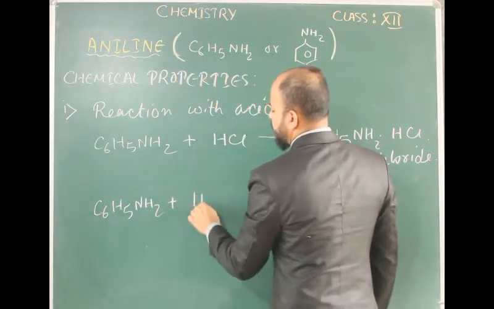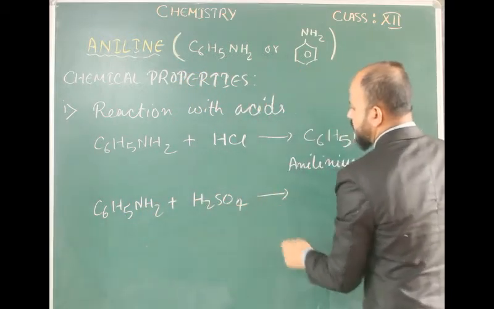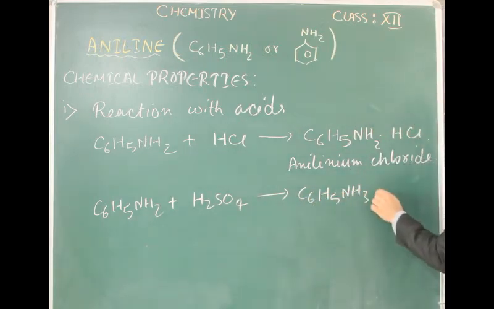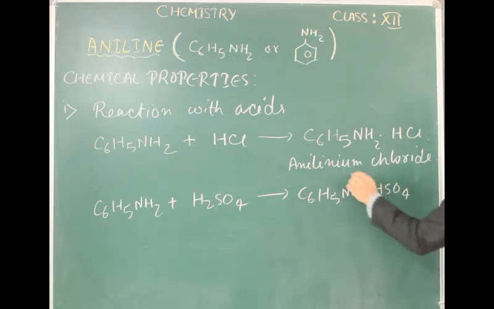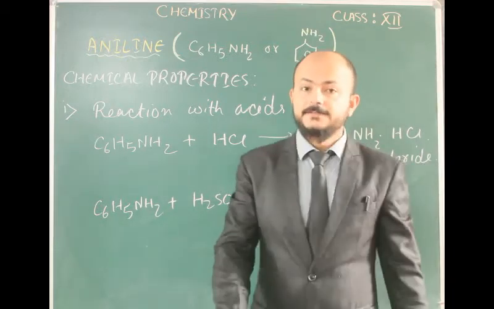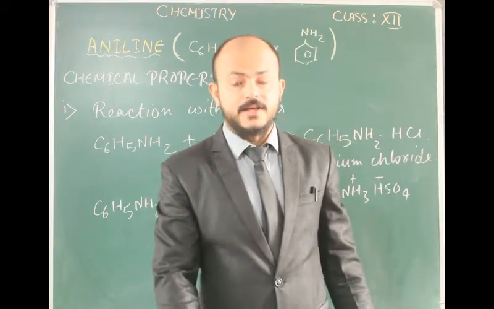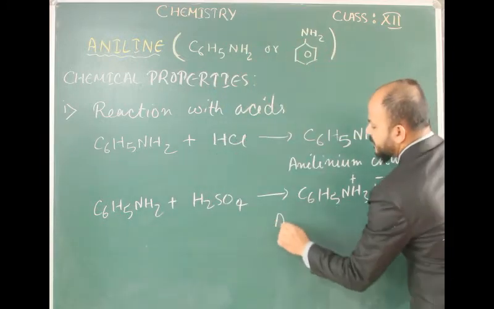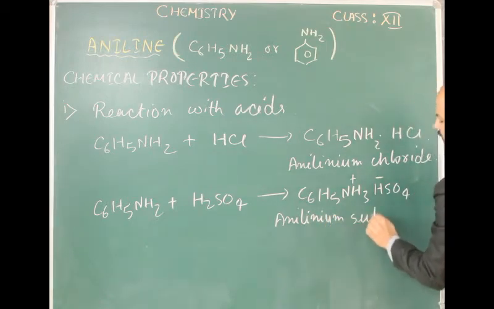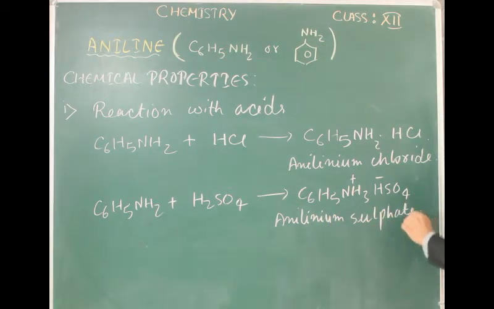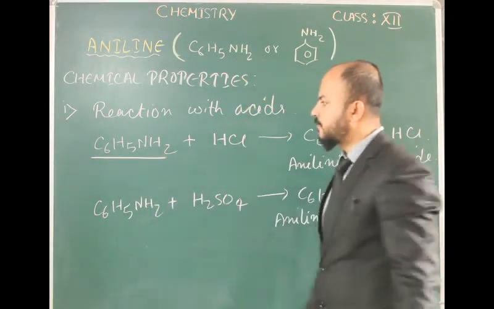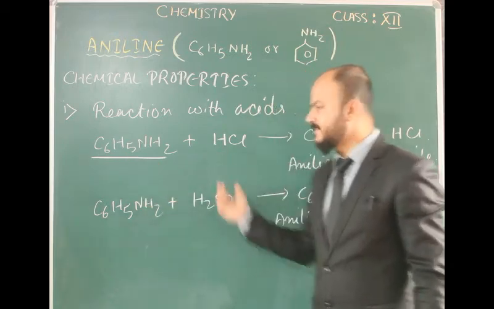Similarly, whenever it reacts with, say, sulfuric acid, C6H5NH2 reacting with sulfuric acid, we again get another salt, C6H5NH3 and HSO4. So this is positive, this is negative, and this is the salt, and the name of the salt is anilinium sulfate. This is a simple reaction where, whenever aniline, showing its basic property, reacts with an acid, it forms a salt.